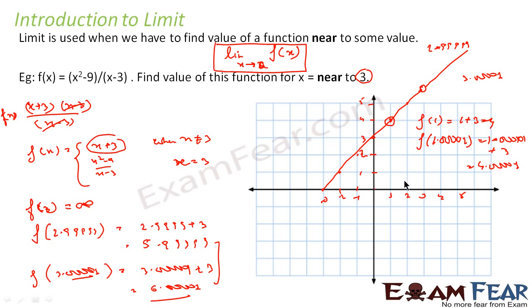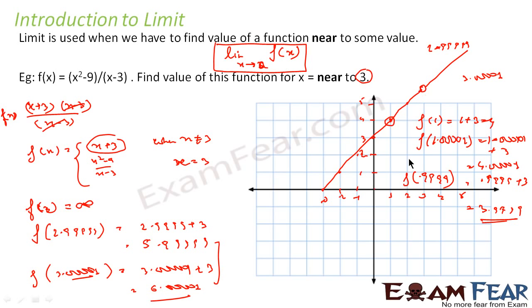If you take the left side also, you get f(0.9999), that is 0.9999 plus 3, that is 3.9999. So this value is also almost equal to 4. So it's not always the case that the value of the function very near to a value and the value of the function exactly at that value are different.